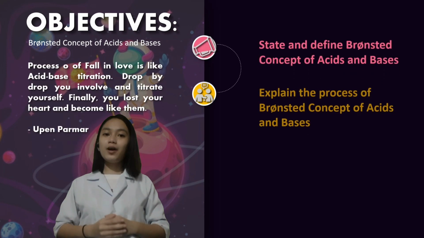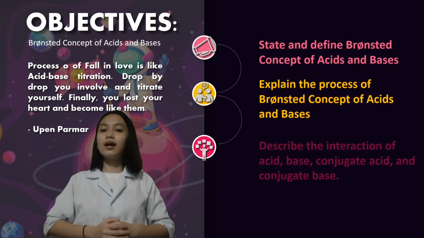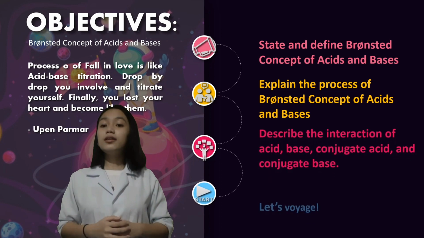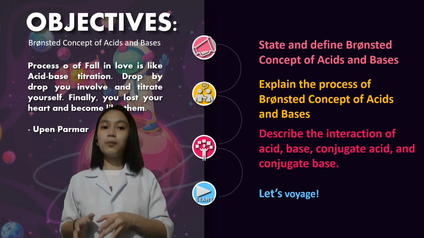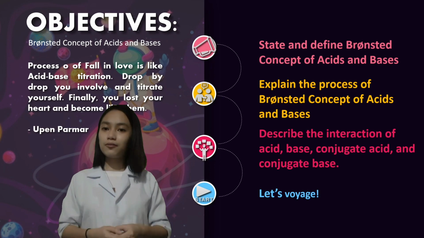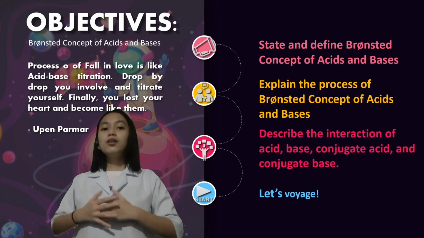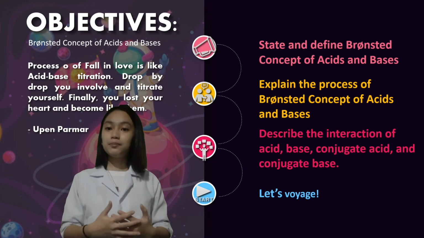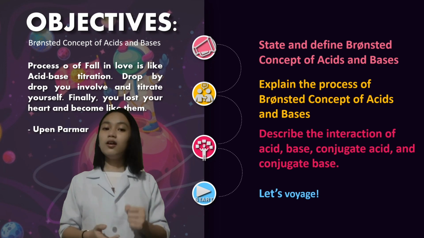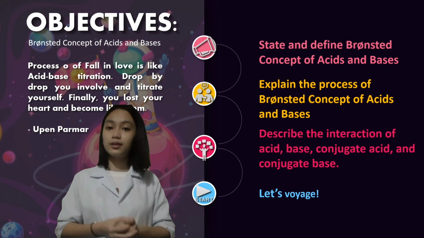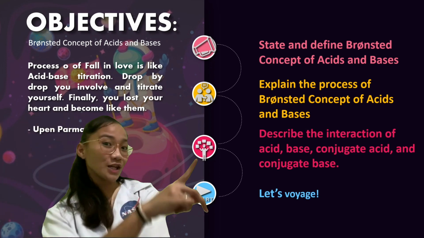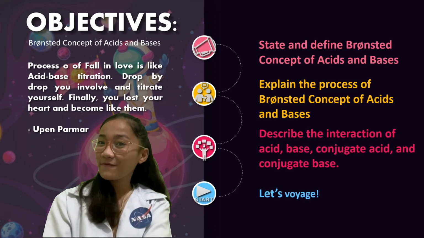In a quote by Upen Parmar, it states that the process of falling in love is like acid-base titration. Drop by drop, you evolve and titrate yourself. And finally, you lose your heart and become like them, because love needs sacrifice to suit yourself with a person wholeheartedly. Hence, to achieve this, let's voyage.